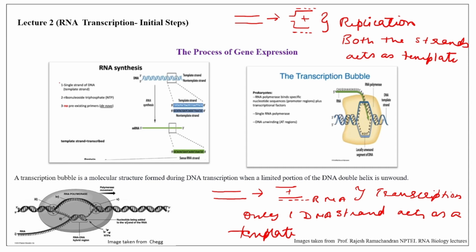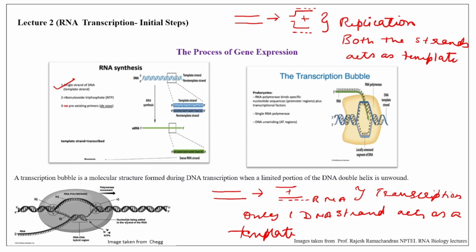I just told you, you require ribonucleoside triphosphates, okay, and there are no pre-existing primers. So what is the meaning of this? For DNA replication, you need some primers to start, whereas for RNA, you need not have any primers because RNA has its own catalytic function. This is just a general overview. Now the transcription bubble is an important thing.